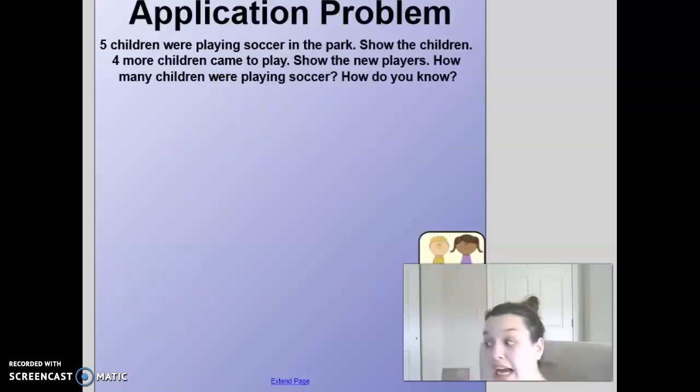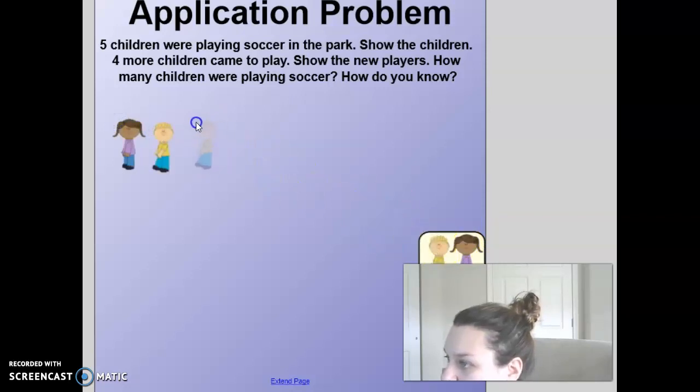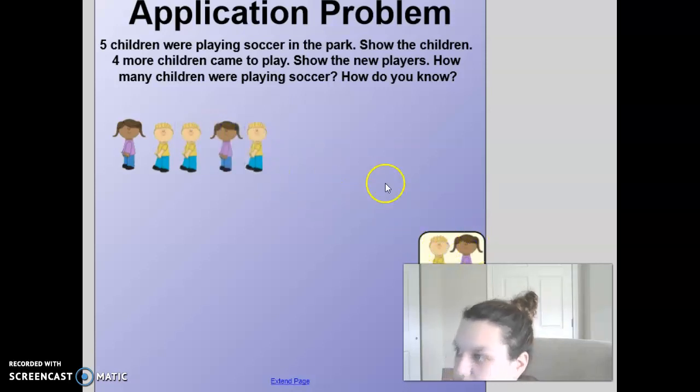All right, so we're going to dive right in today and we're going to read the problem. This says 5 children were playing in the soccer park, or playing soccer in the park, sorry. Show the children. So we're going to show 5 children. 1, 2, 3, 4, 5.